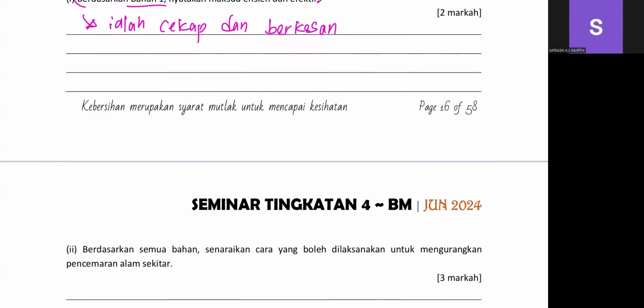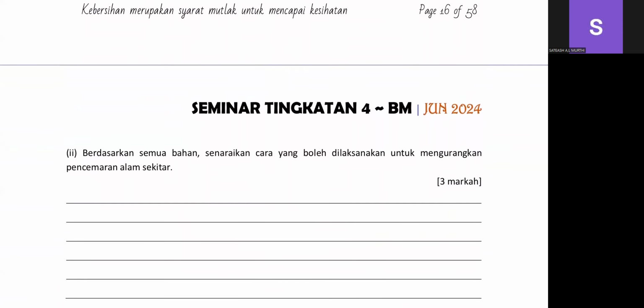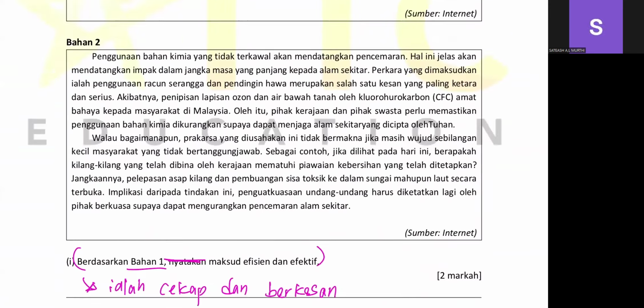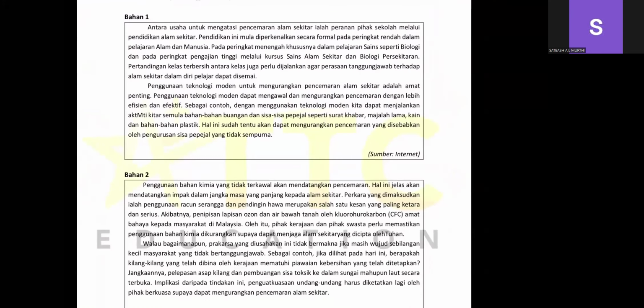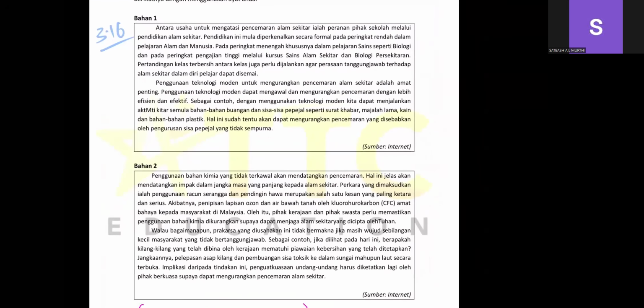Okay, like bahan dua here. Berdasarkan semua bahan, they want every bahan. Senaraikan cara yang boleh dilaksanakan untuk mengurangkan pencemaran alam sekitar. The ways to reduce the pollutions. So, I give you 2 minutes. Try. We discuss in 3, 1, 6. Try to find the ways to reduce the pollutions. You may start now, and then maybe you count from bahan satu, which paragraph, which line. Okay.